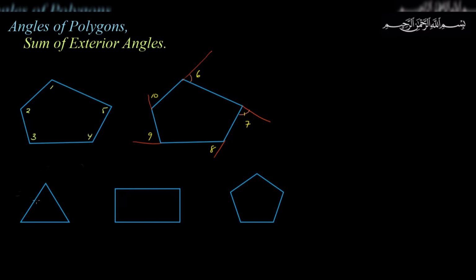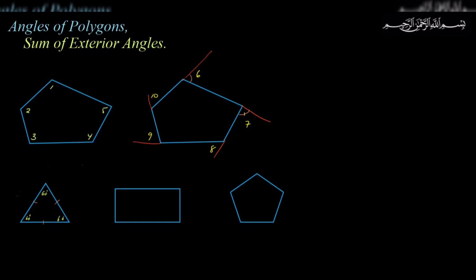So this is an equilateral triangle, meaning that all the interior angles are going to be 60 degrees because all the sides are the same. So 60, 60, and 60 degrees like this, okay? So this is an equilateral triangle.